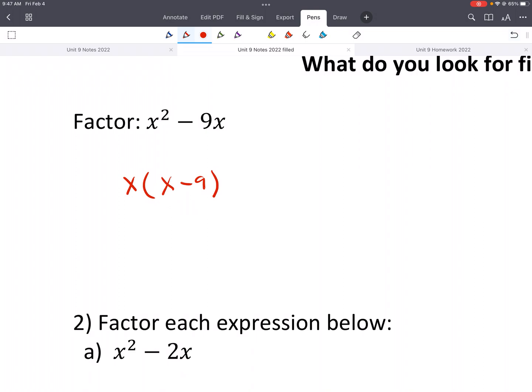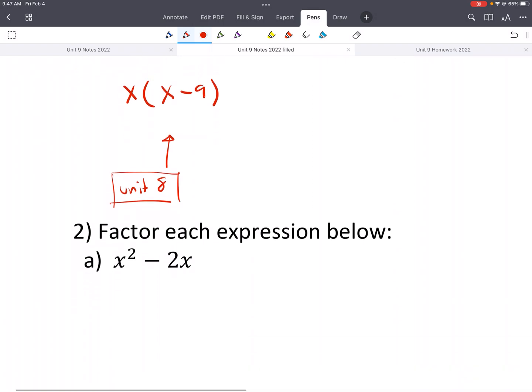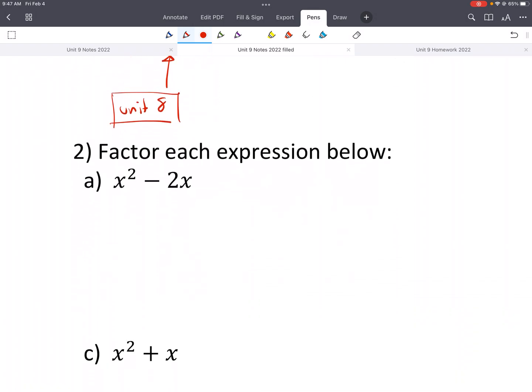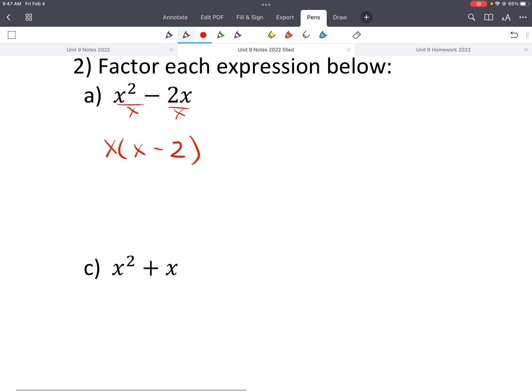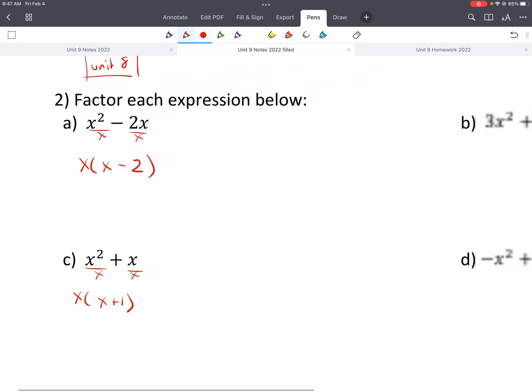So this is more going back to what we did in Unit 8, okay? So if the constant's missing, all you can do is take out the greatest common factor. So we can take out an x, divide everything by x, and we get x minus 2. Here we could take out an x, divide everything by x, and we'd get x plus 1. Okay?